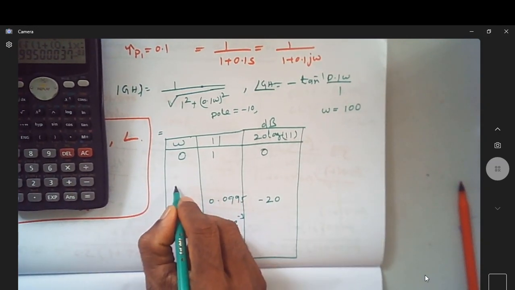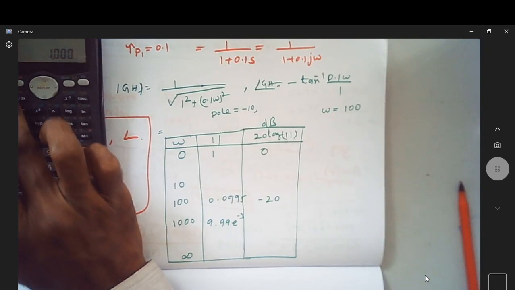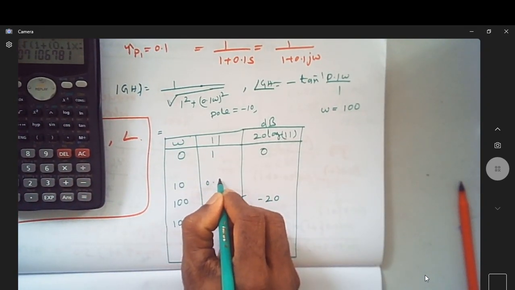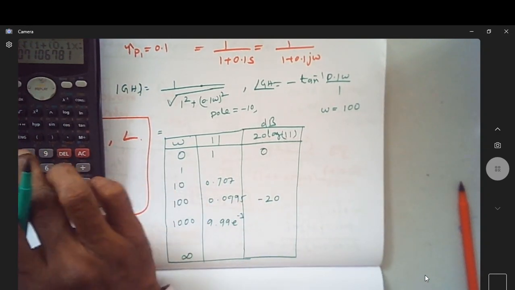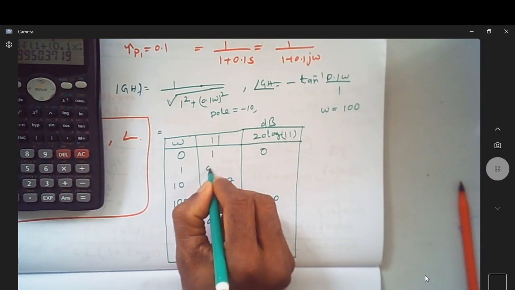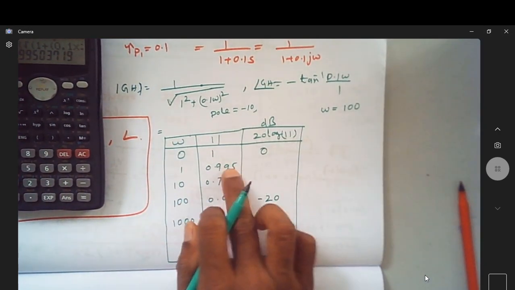So next let me do it for 10. When I do it for 10, this is now 10. Can you see it is 0.707? I'll do it for 1. Calculate for 1. Is it not 0.995? Let us do 20 log of all this.